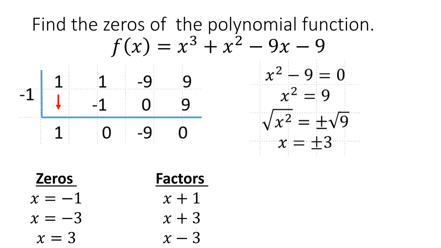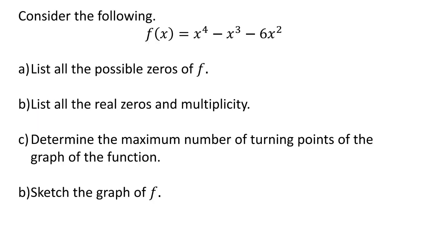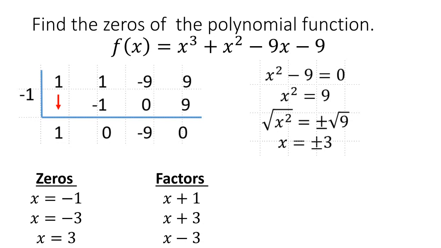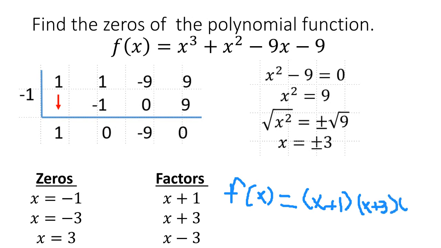So the polynomial as linear factors, let me see if I wrote it. I did not write it. So let me go back here because there is a question on your homework and possibly the test to write the polynomial as linear factors, and the answer would be f of x is equal to x plus 1 times x plus 3 times x minus 3. Okay, and then again, linear factors means that all my exponents have a value of 1.